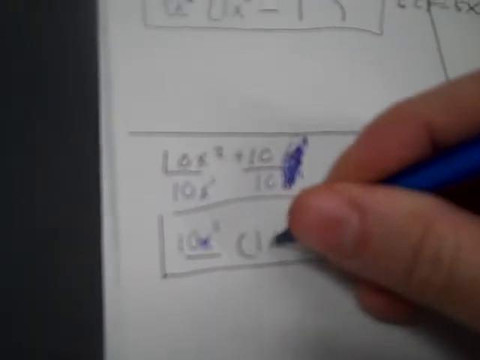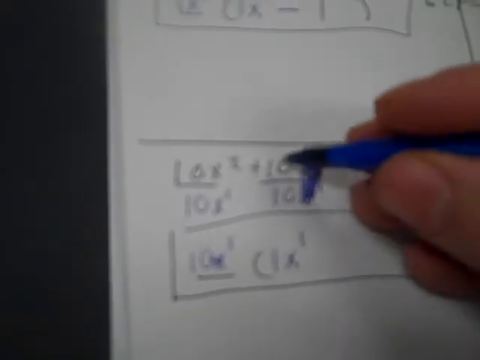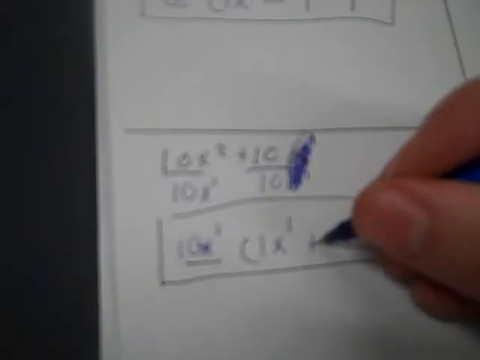Okay, so divide 10 divided by 10. That's 1. Then on the x, we take 2 minus 1. That's 1. So 1x to the 1. And then that's a plus, so it's plus. And then 10 divided by 10 is 1 again. Okay, now the first powers can cancel. And that's what we have, 10x times 1x plus 1.